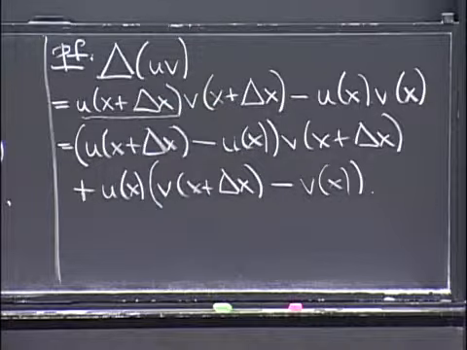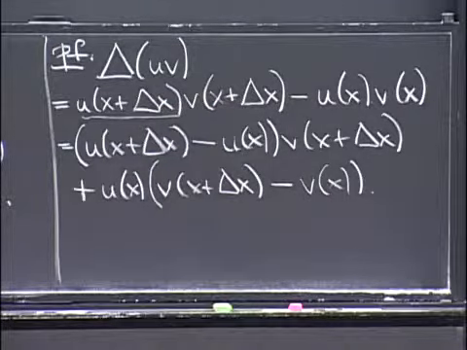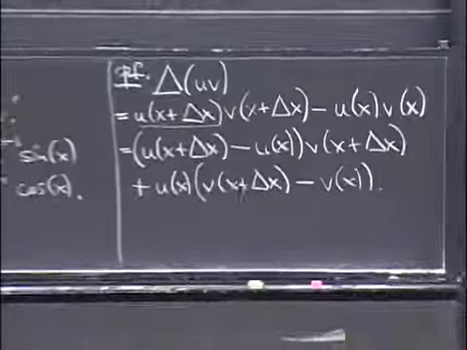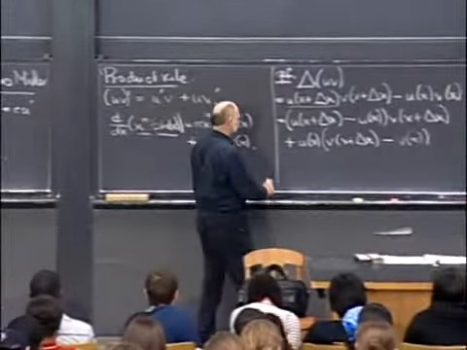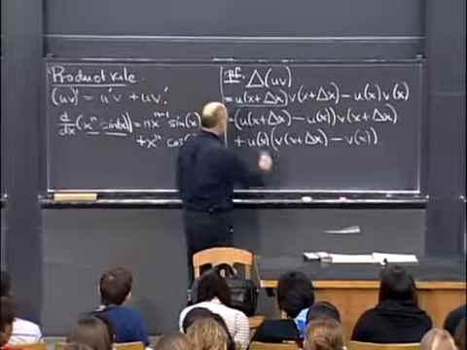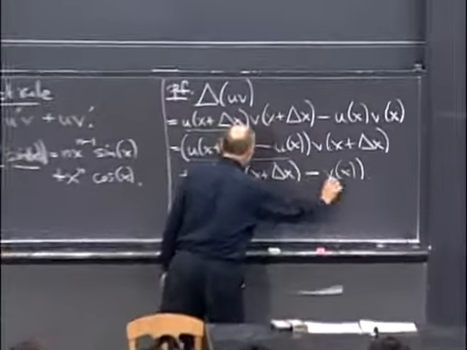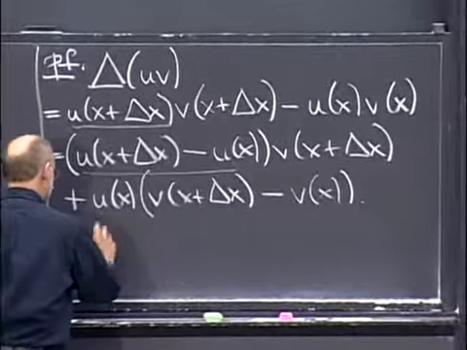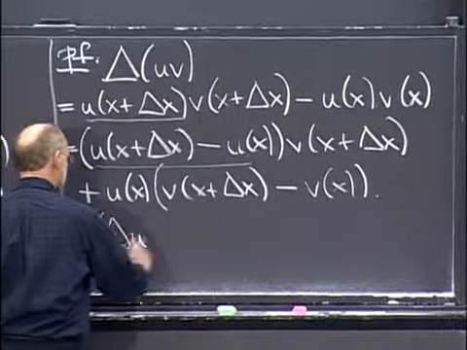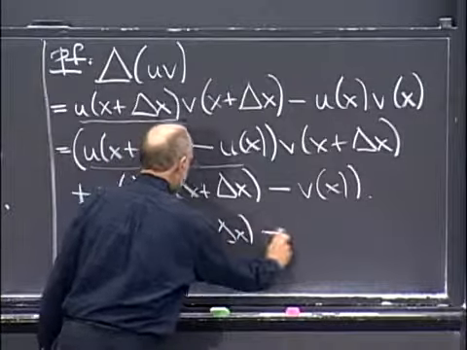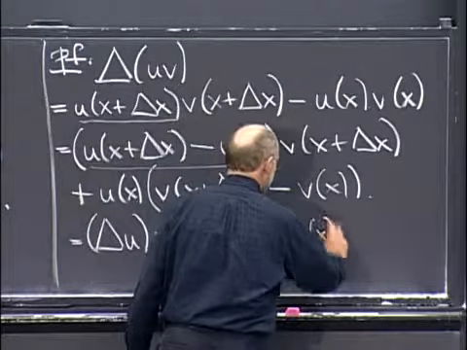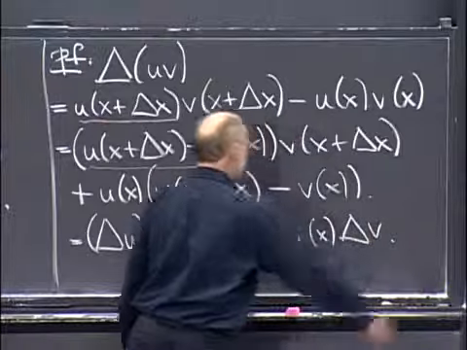So that was a little bit strange, but when you stand back and look at it, you can see, multiply it out, the middle terms cancel, and you get the right answer. Well, I like that because it involves the change in u and the change in v. So this is equal to delta u times v of x plus delta x plus u of x times the change in v.